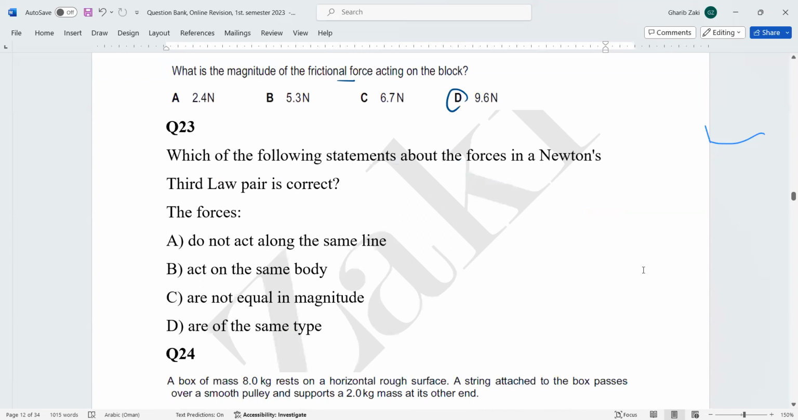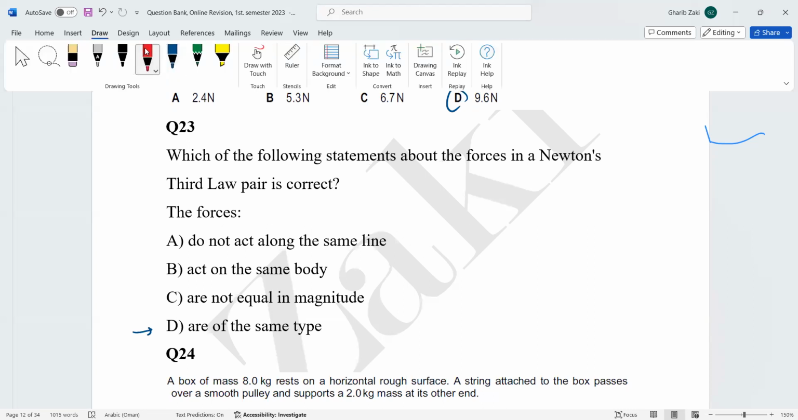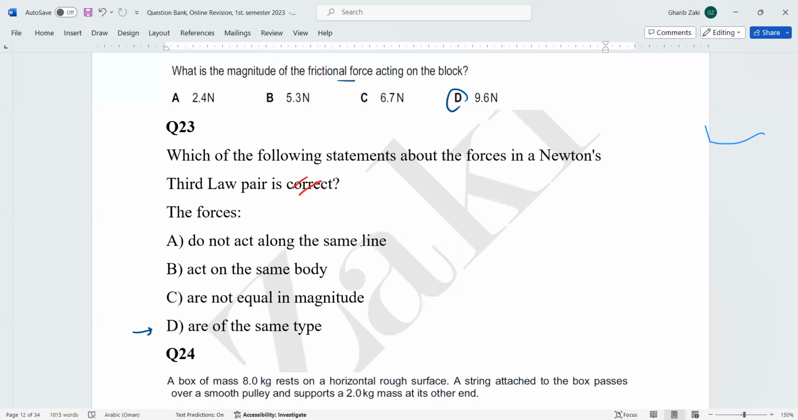Which of the following statements about the forces in Newton's third law is correct? Of course, the correct one here. "Do not act alone" - no, this is wrong. "Act on the same body" - wrong. "Are not equal in magnitude" - wrong. "Are the same type" - correct. But if we change the word here to "wrong", if we said "is wrong", what will be the answer? Think of that.